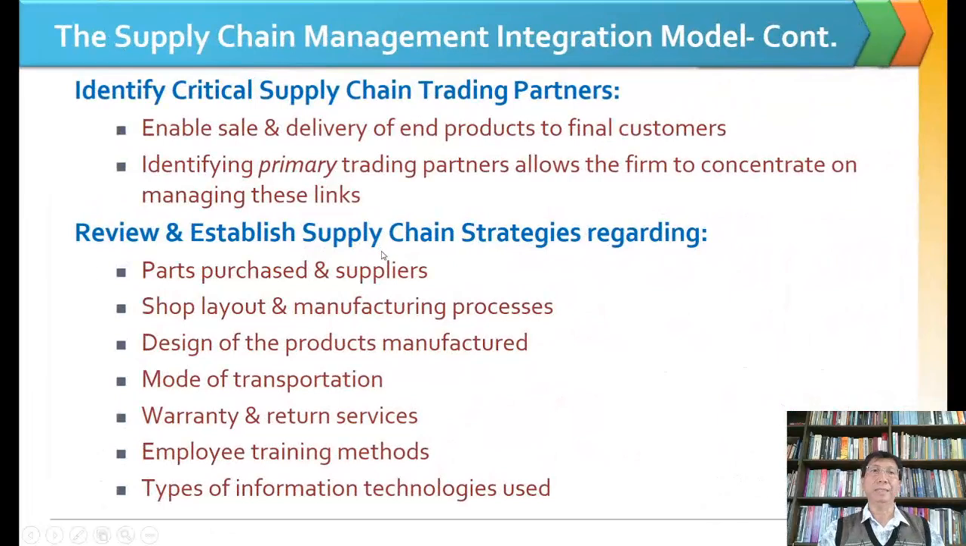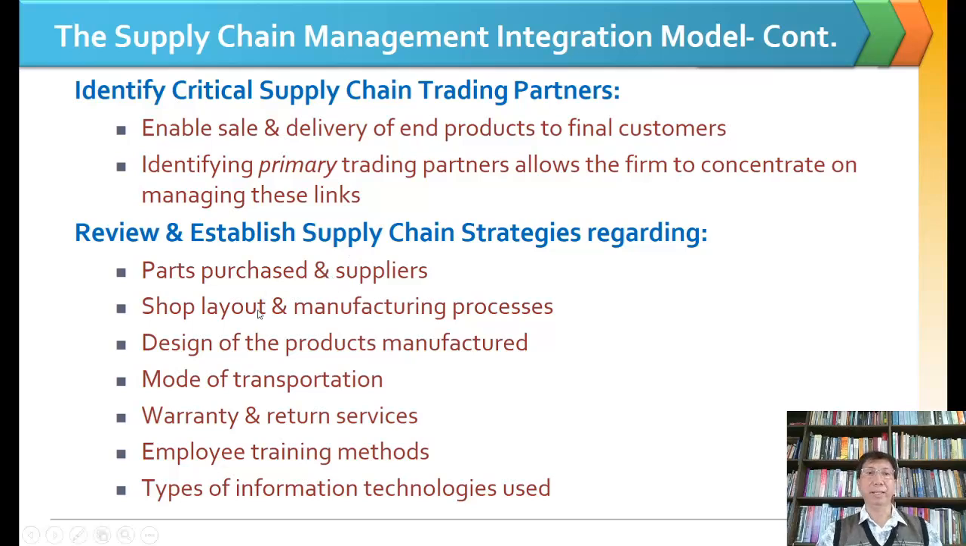Why must the firm identify the critical supply chain trading partners? Because the trading partners will enable the sale and delivery of the end product to the final customer. In logistics terms, we can see this activity in the distribution channel or outbound logistics. And then we must review and establish the supply chain strategy.